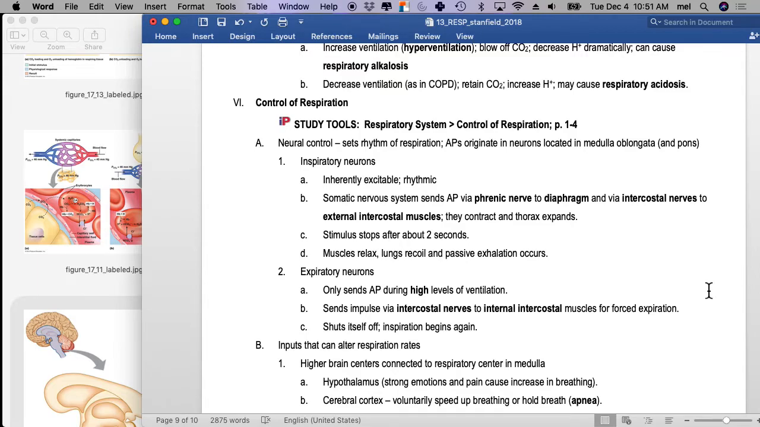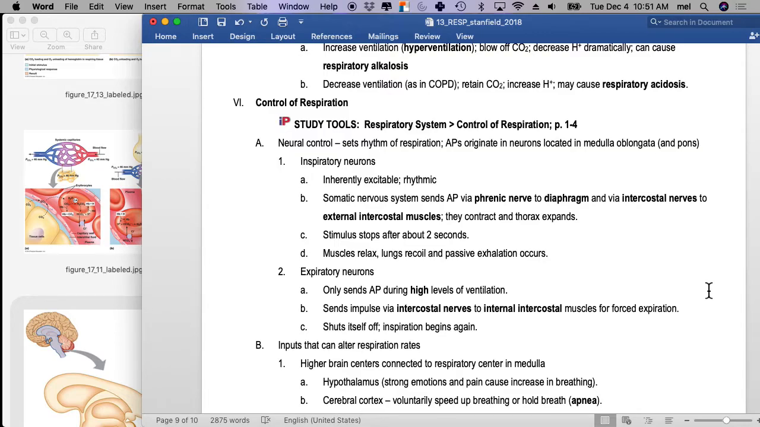And expiration is primarily just not doing anything to the muscles, right? Okay? And what about forced expiration? Is that rhythmic? No, it's as needed, right? Forced expiration is basically because either my cerebral cortex decides I need to do it, or I'm really, really breathing hard because I'm exercising, right? And then the expiratory neurons will come online if necessary.